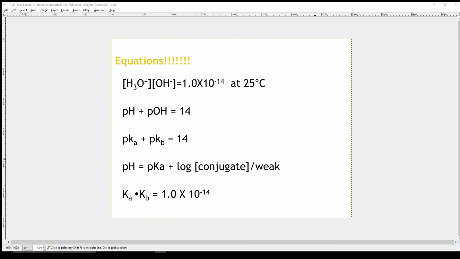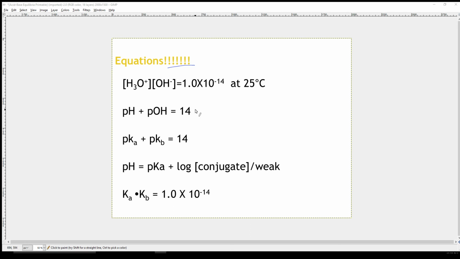Okay, so here are some equations, lots of exclamation points. They're important. You are going to use them. So we need to know that the concentration of the hydrogens released times the concentration of your hydroxides is equal to 1.0 times 10 to the negative 14th at 25 degrees C. We know in a reaction the pH plus the pOH is equal to 14.